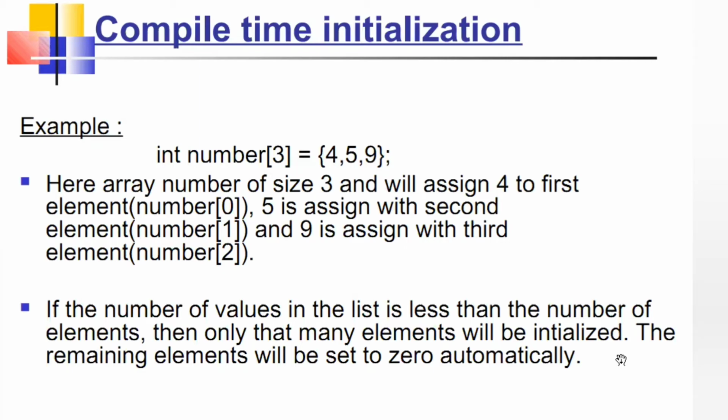If the number of values in the list is less than the number of elements, then only that many elements will be initialized. The remaining elements will be set to 0 automatically. Suppose in our example number[5], then we initialize three values 4, 5, 9, and these two positions are left unvalued, so they will be automatically initialized with 0.